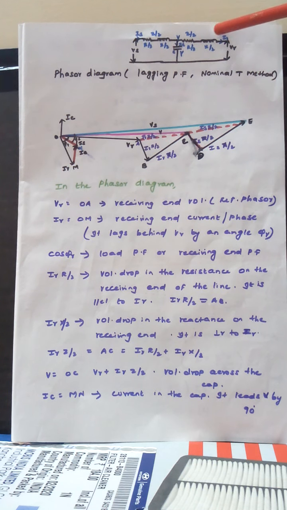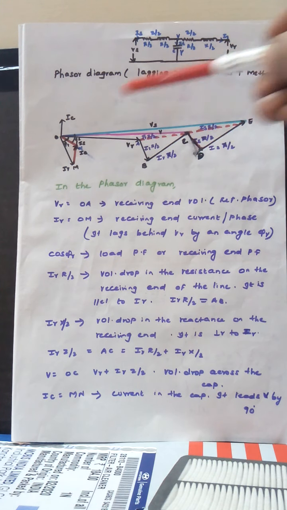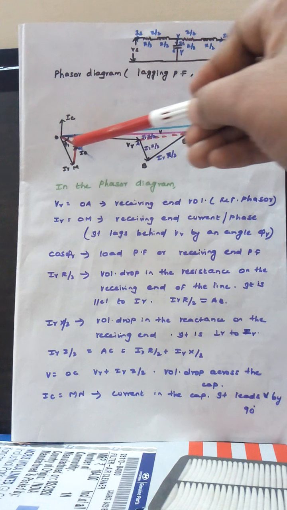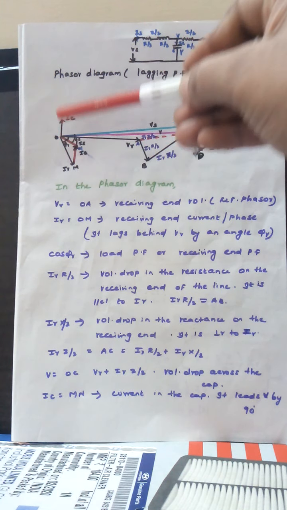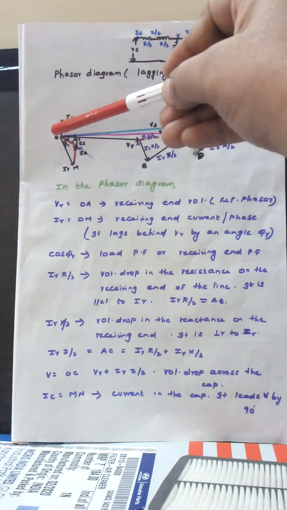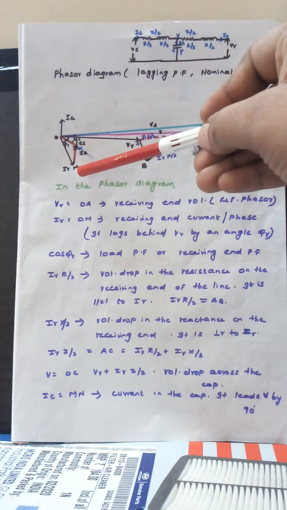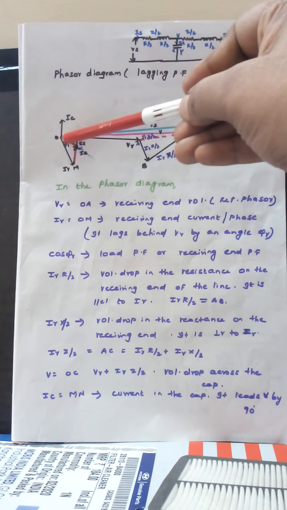Next I have to draw the IR. Here I'm considering a lagging power factor. So this current IR lags the voltage VR by an angle phi R. So this is your line, that is IR, represented by the phasor OM. This IR lags the voltage VR by an angle phi R.